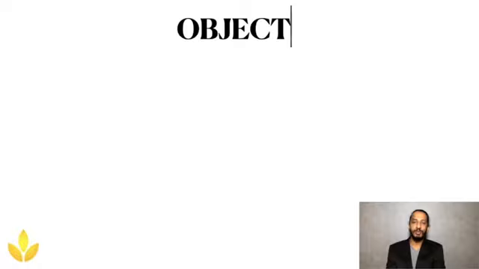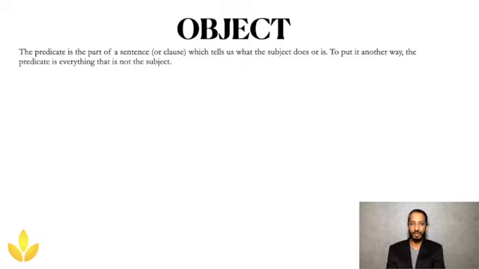Now that you know what subjects and verbs are, it's time to understand another part, that is the object. So what is an object? To give you the definition, the predicate is the part of a sentence or clause which tells us what the subject does or is. To put it in another way, the predicate is everything that is not the subject.